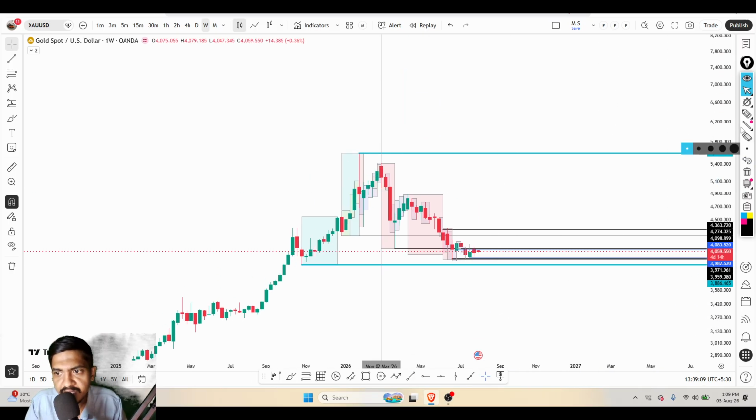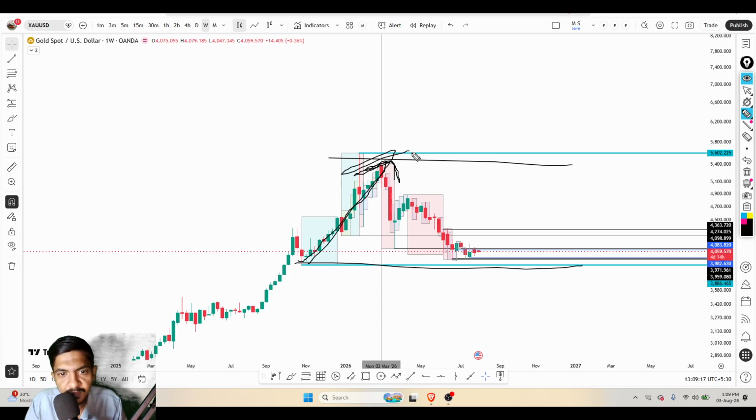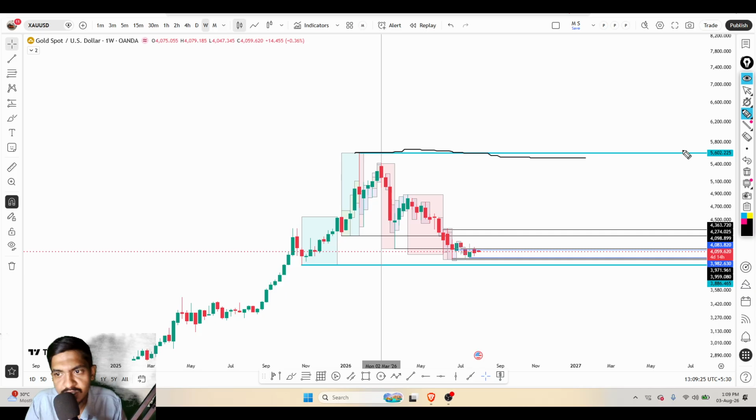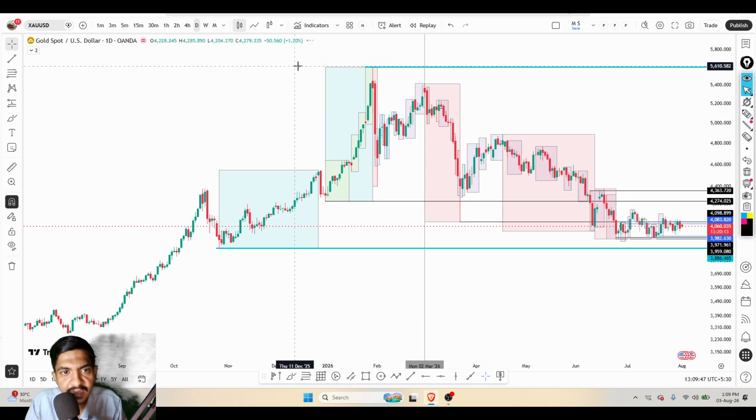Traders, if you see in the weekly time frame, we have this big move towards up. This is our main structure, and I've already marked this main structure, and this is our all-time high, 5602. This is our higher high, and this is our higher low. The market is in an uptrend in the weekly time frame. Just remember these blue lines. Now let's move on to the daily time frame, so you will understand much better.